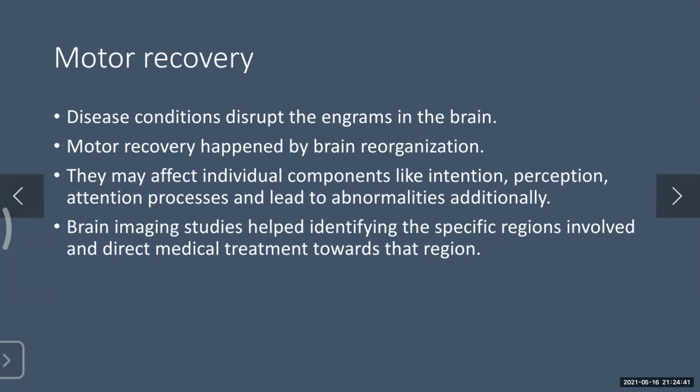And then brain imaging studies also helped us to identify the specific regions which are involved, right? And they started to give direct medical treatments towards those regions. For example, if you have a Parkinson disorder, then they specifically target specific regions. There could be a stimulation or there could be an ablation, all those things in correcting the motor problems. All right. So that is as far as the medical treatments were concerned.